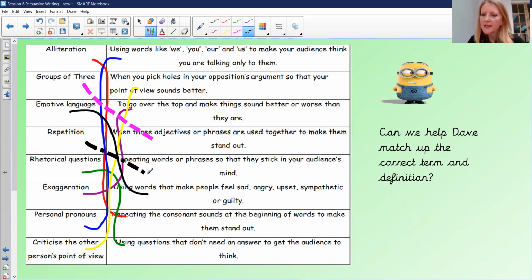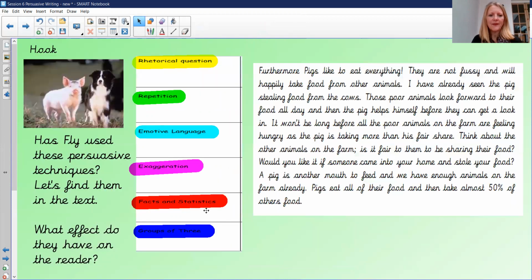Okay, so there we go, Dave. We've sorted everything out for you. So all of those are features of a persuasive text. Okay, let's see if we can spot them. And I know you're really good at this. Let's see if we can spot them in this piece of text.